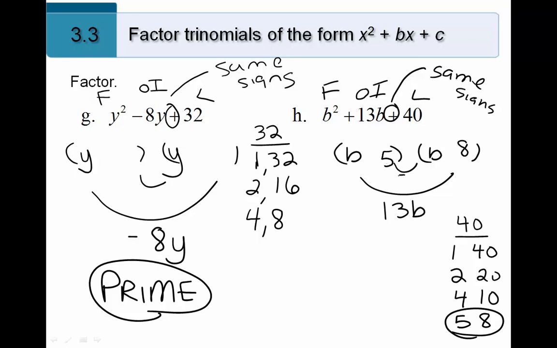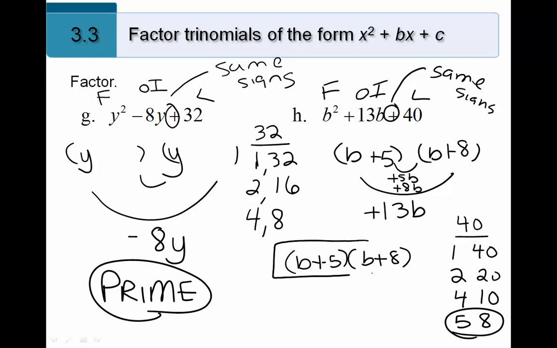5 times b is 5b. 8 times b is 8b. To get positive 13b, they both have to be positive. So we get b plus 5 multiplied by b plus 8, or the other way around, b plus 8 multiplied by b plus 5. Okay, this concludes 3.3.